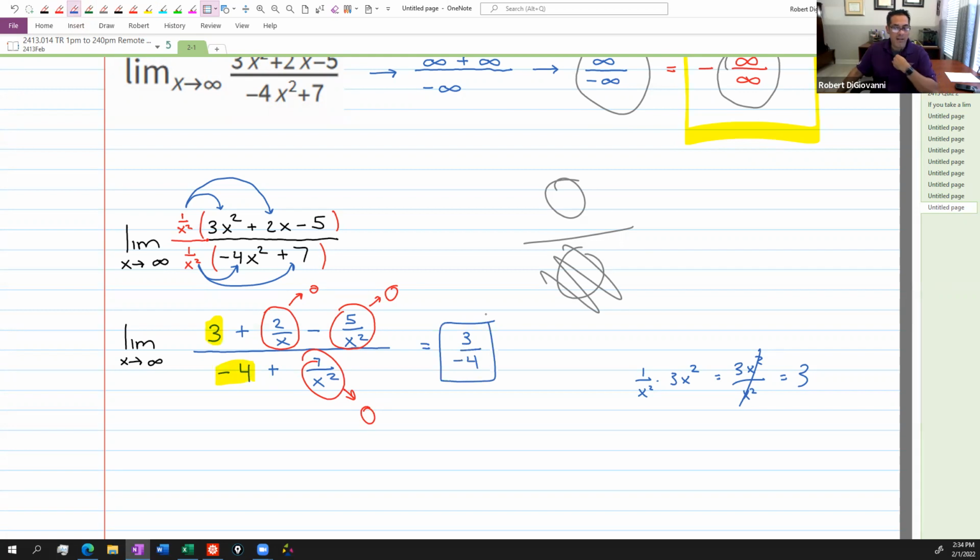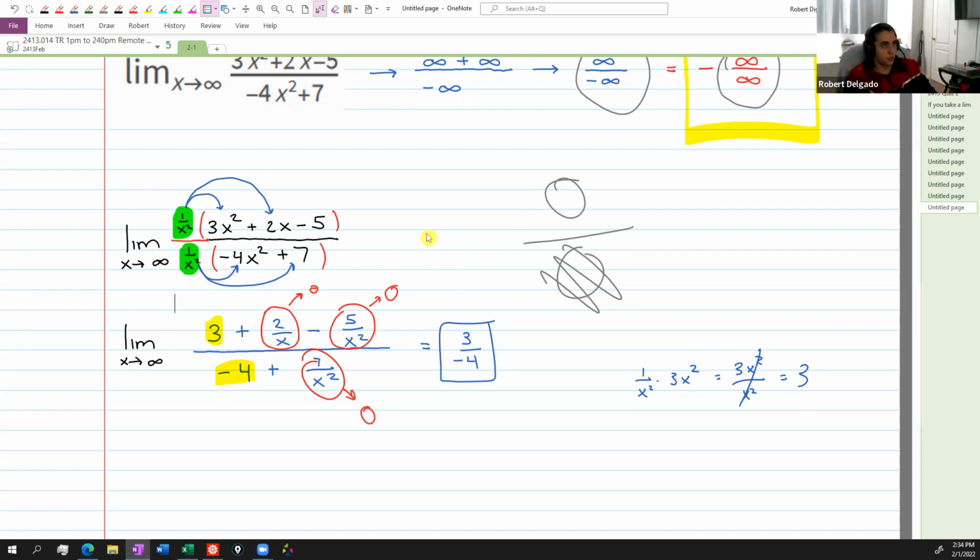Now, I had to come in here with the 1 over x squared. Can somebody help me explain why I picked 1 over x squared? What was the determining factor for that? You knew that it would cancel out some of the x's while leaving the numerators alone. Okay, so I was trying to figure out what would cancel x's out, but I didn't want to kill everything.